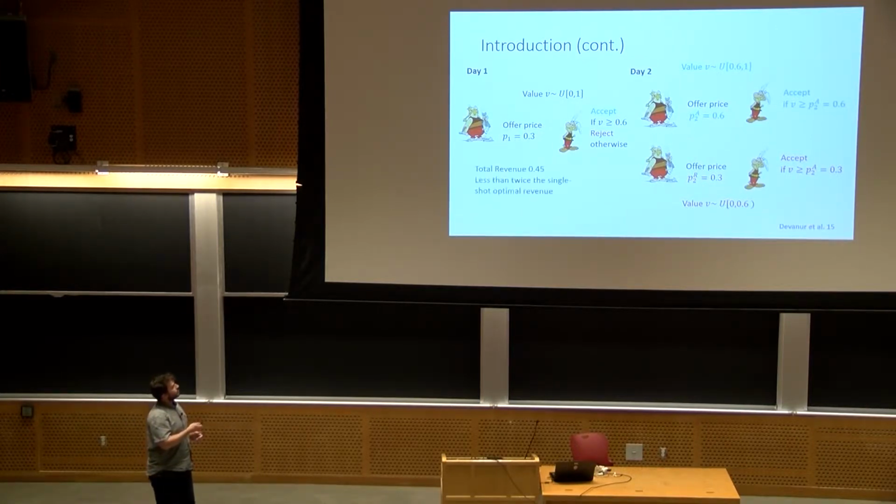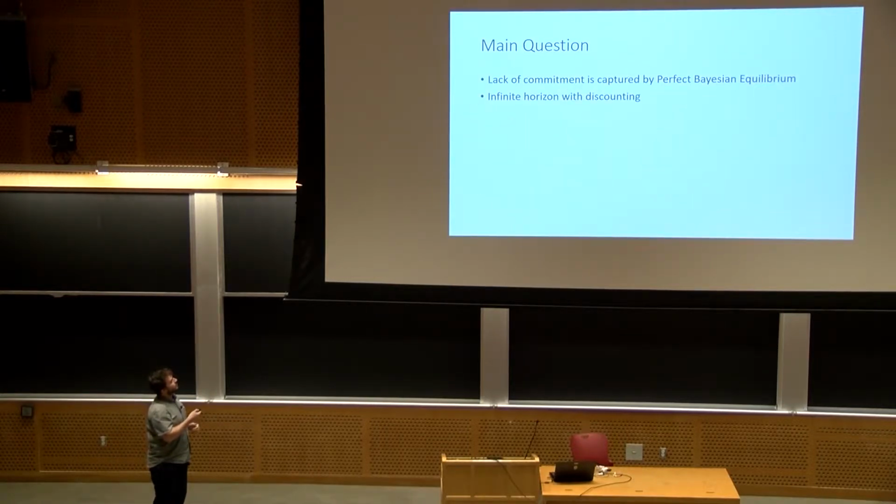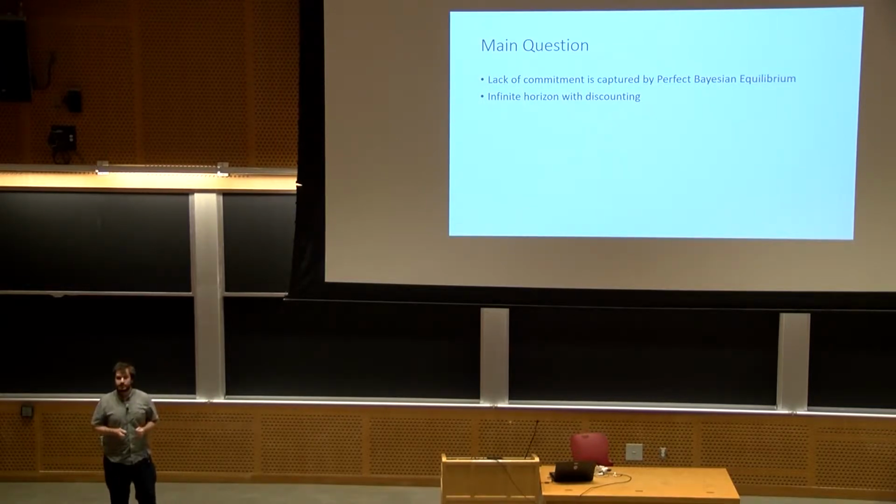One other thing to notice here is that the total revenue that's generated is less than 1/2, which would have been if these 2 interactions were independent of each other. In other words, if somehow the seller had the option of committing to a price from the beginning, they would have made more revenue. And that's the central thing of the question we want to study here: we want to capture the lack of commitment through the notion of a perfect Bayesian equilibrium.